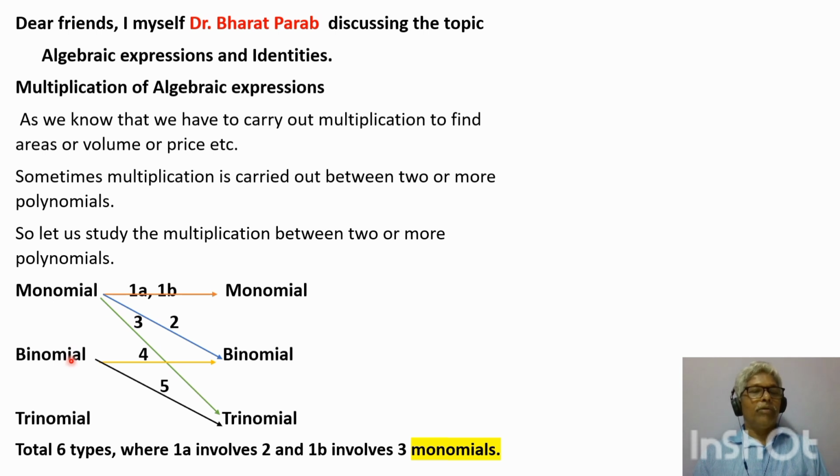Now moving towards binomial with binomial and binomial with trinomial, because binomial with monomial is the same as the earlier ones. So these 5 combinations we will be studying. In fact, in total 6 types, where 1a involves 2 monomials and 1b involves 3 monomials. So there are total 5 split into 6. Okay, so we move ahead.